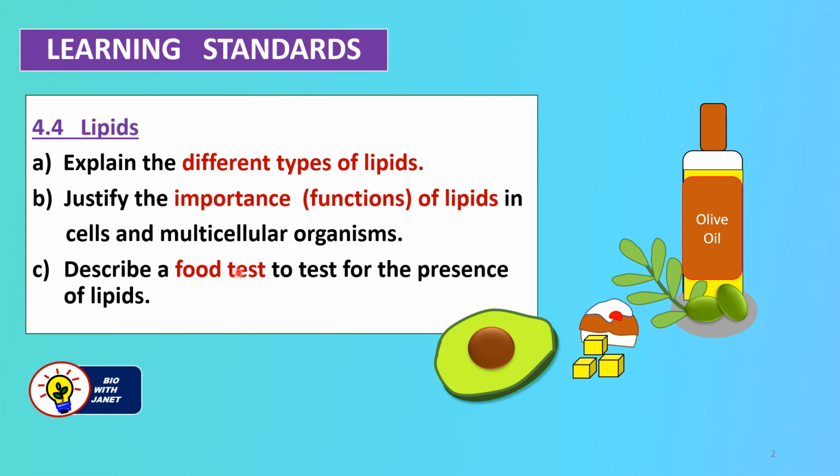The learning standards for this lesson are as follows. 4.4 Lipids. First, we should be able to explain the different types of lipids. Secondly, justify the importance of functions of lipids in the cells and multicellular organisms. And thirdly, describe a food test to test for the presence of lipids.